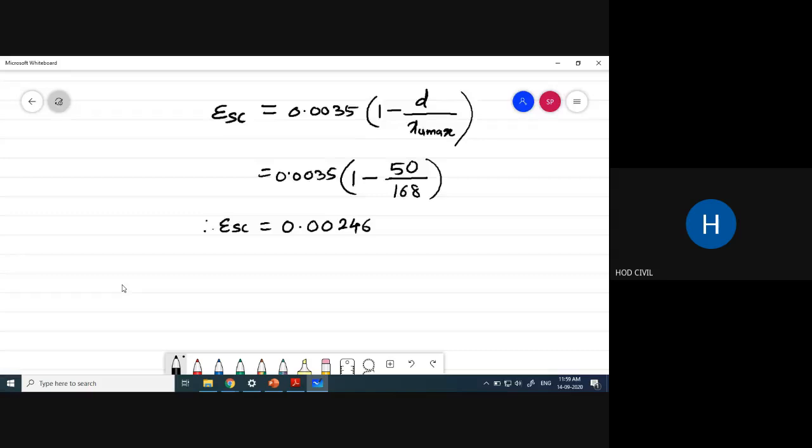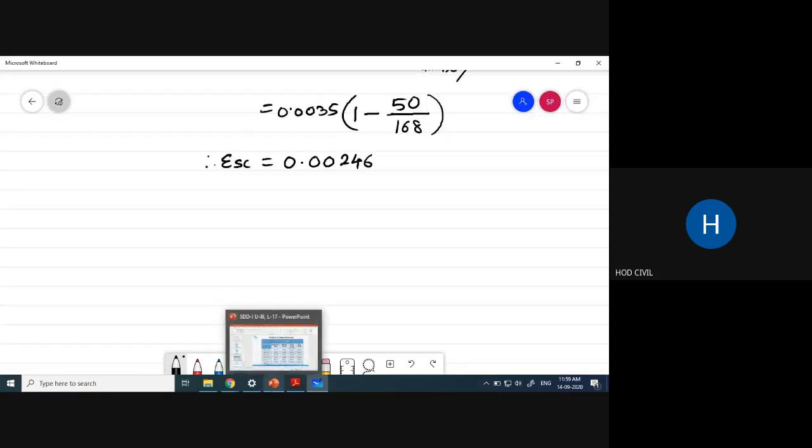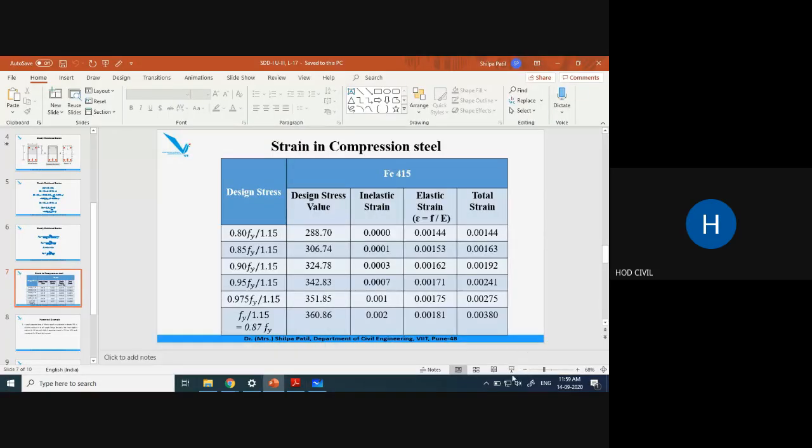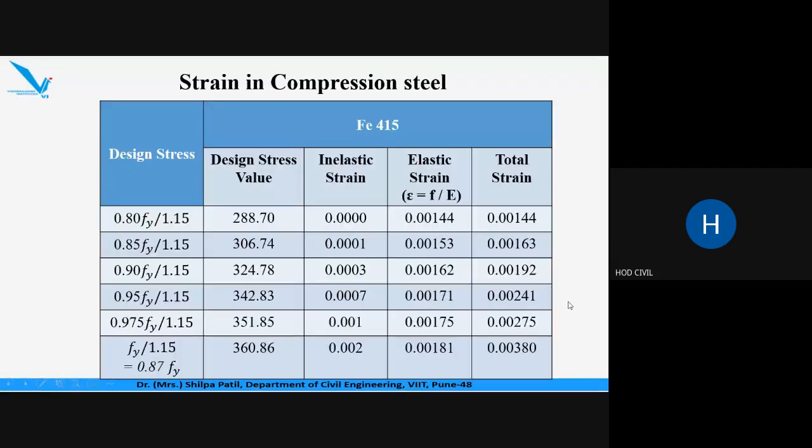For this epsilon SC value, now we have to find out FSC. So I will go back to the table. In the examination, you should be able to prepare this table at the time of the exam, because this table is not available in the code. Don't waste your time searching for this table. You have to prepare it quickly during your examination period, and then make use of the values to find out FSC. Our total strain value, epsilon SC, we have calculated as 0.00246.